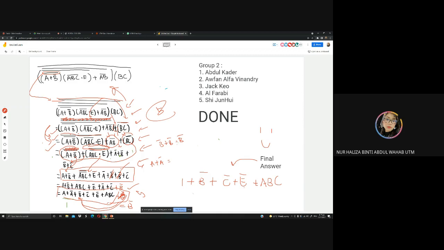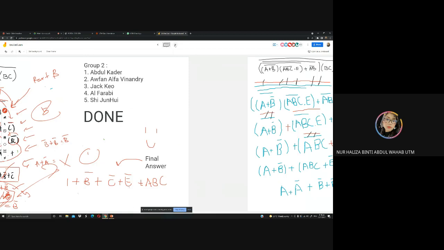Just to show you that when you have the subjective question in your final exam or test 2, especially for your part B, you need to write down all the steps. Don't simply do it on your rough paper and then put your final answer. If you only put your final answer, you will get only 1 mark. So please learn from this exercise.